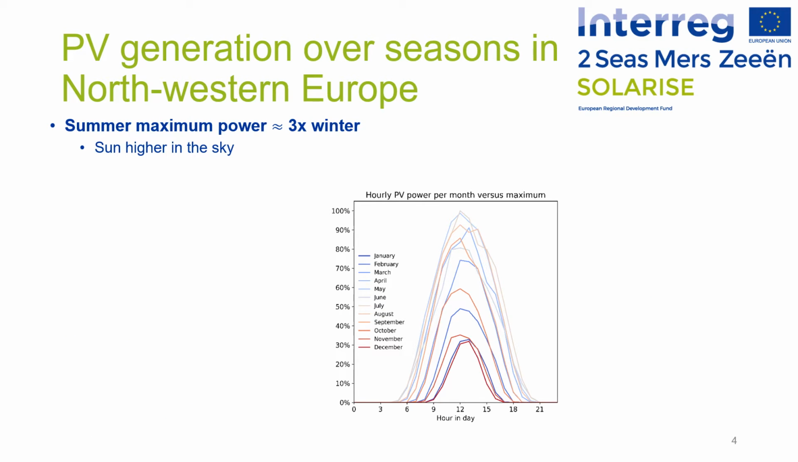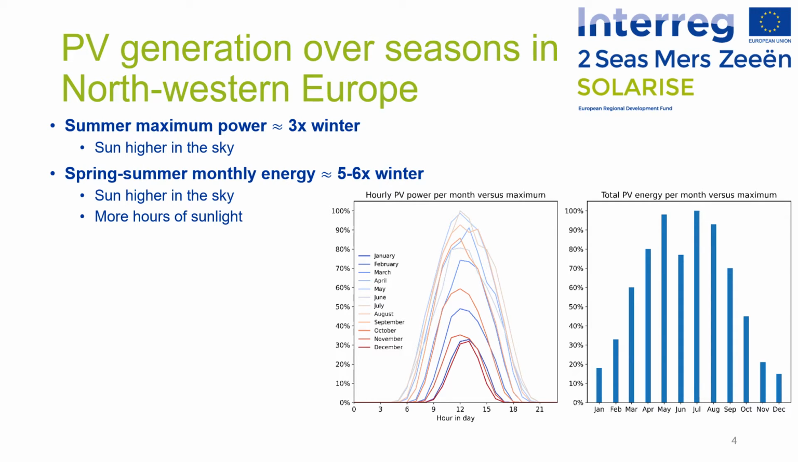If we look at the generation profile over the different seasons in Northwestern Europe, we see that the summer maximum power is approximately 3 times as high as the winter maximum power. And this is mostly because the sun is higher in the sky. By contrast, the spring and summer monthly energy is around 5 to 6 times as high as that of the winter generation. And this is again because the sun is higher in the sky, but also that there are more hours of sunlight in the longer months.